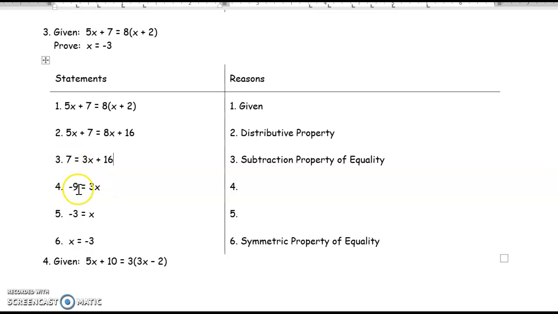Well, 7 is different. It's now negative 9. 3x plus 16 is different. It's now just 3x. 16 is gone. So again, we have to have used the subtraction property of equality.